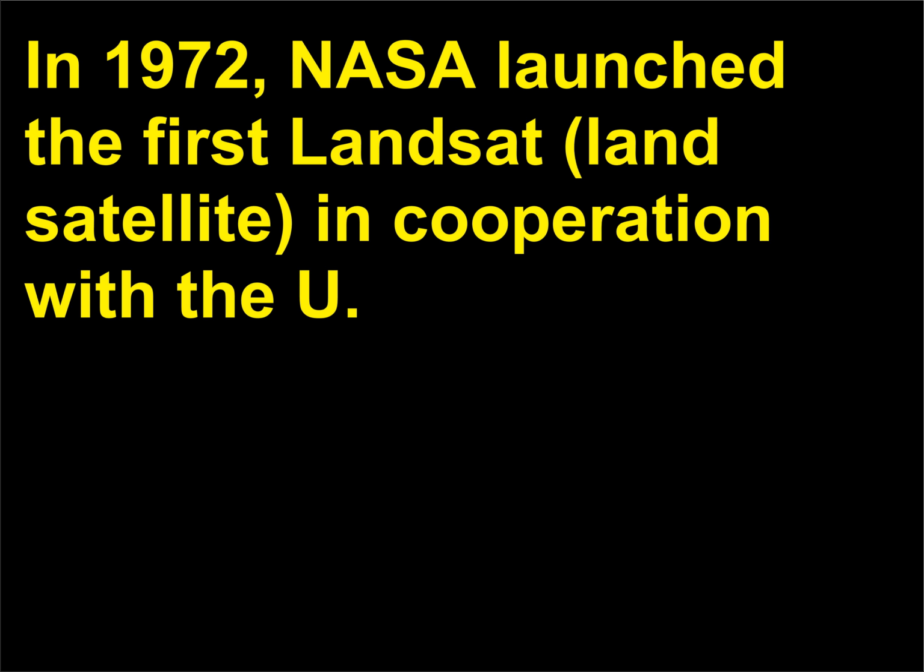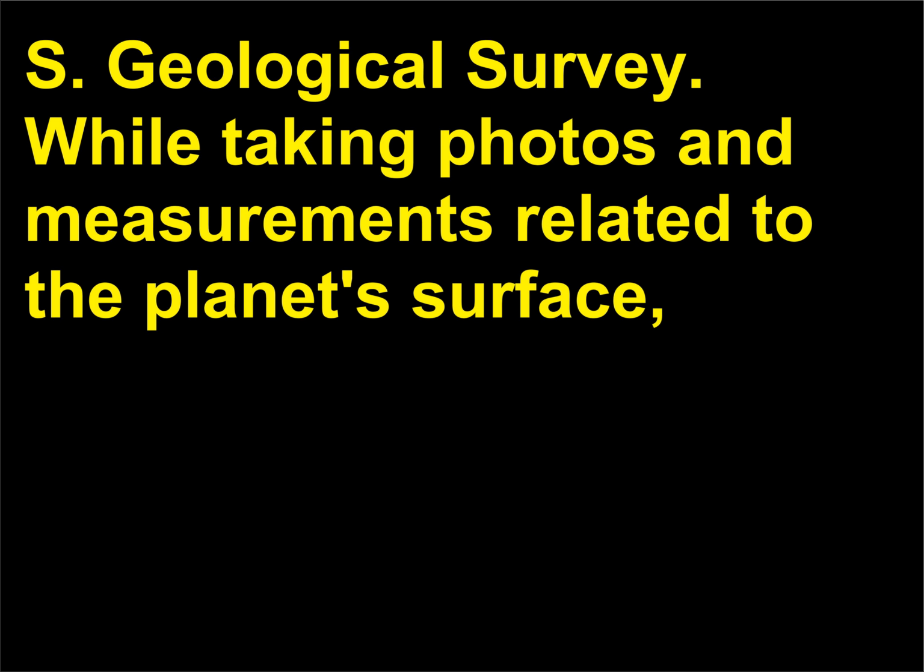In 1972, NASA launched the first Landsat, land satellite, in cooperation with the U.S. Geological Survey, while taking photos and measurements related to the planet's surface. These satellites also provide a considerable amount of weather-related information.